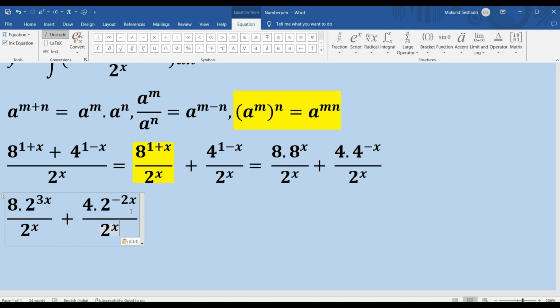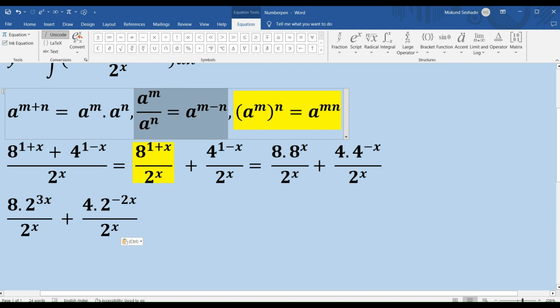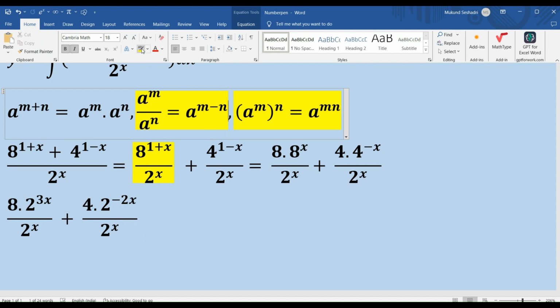Now I'm going to use the other formula we have written, right? A to the power m divided by a to the power n equals a to the power m minus n. So now you will understand why I tried representing everything in terms of 2. If I draw a parallel to the formula written down there, my a is nothing but 2 right now, for the formula a to the power m divided by a to the power n equals a to the power m minus n, right?